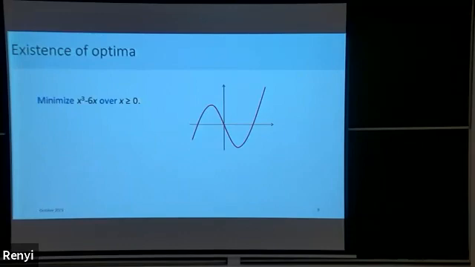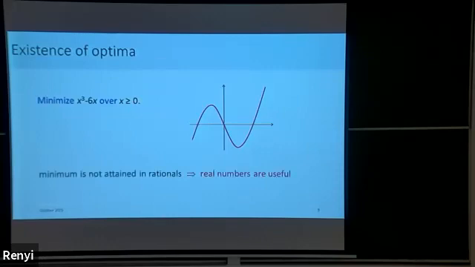So let's look at a first-year calculus exercise. Let's minimize x cubed minus 6x over non-negative x's. You have probably already computed that this happens at square root of 2. That minimum is attained at square root of 2. It's down here.